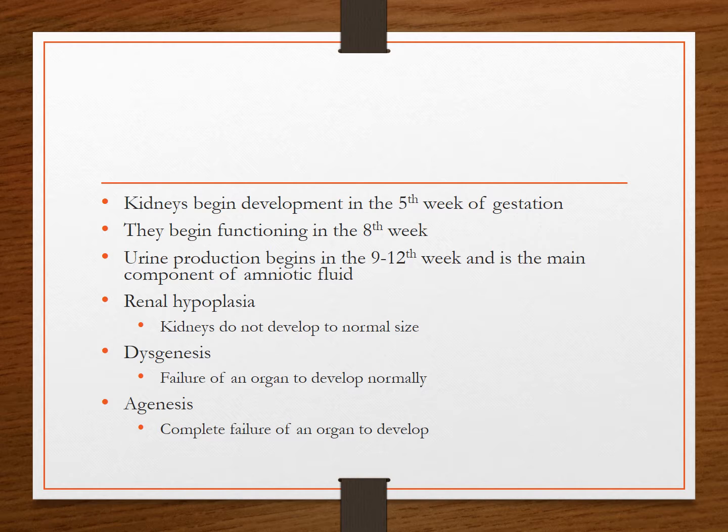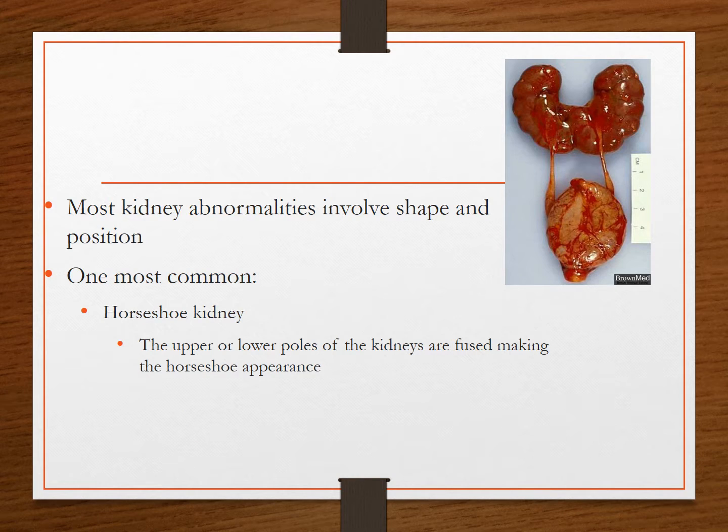Some issues that may occur: renal hypoplasia is when the kidneys don't develop to a normal size. Hypo, of course, being less than, and plasia referring to cells. Dysgenesis would be a failure of the organ to develop normally, not just in size but in function. And agenesis would be a failure of an organ to develop, and a lot of people will sometimes only have one kidney.